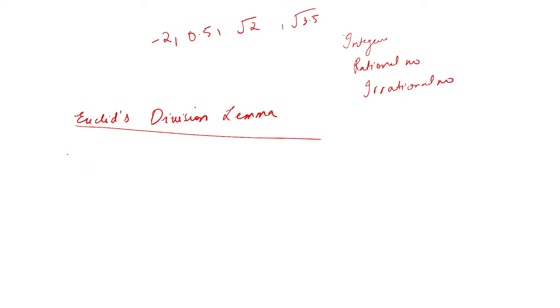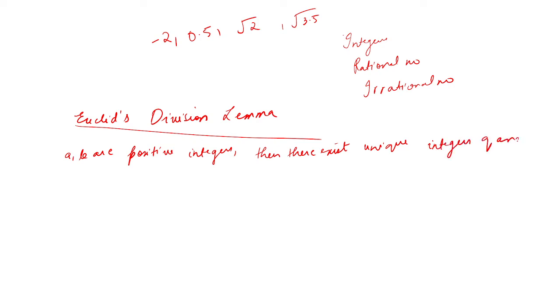That if a and b are given, strictly positive integers, then there exist unique integers q and r. See, this is on your page number 3. q and r satisfy a equals bq plus r, and the remainder r should be less than b. So you do not have to worry about this statement.